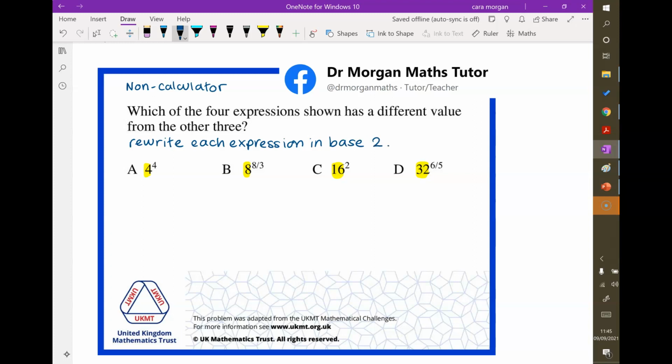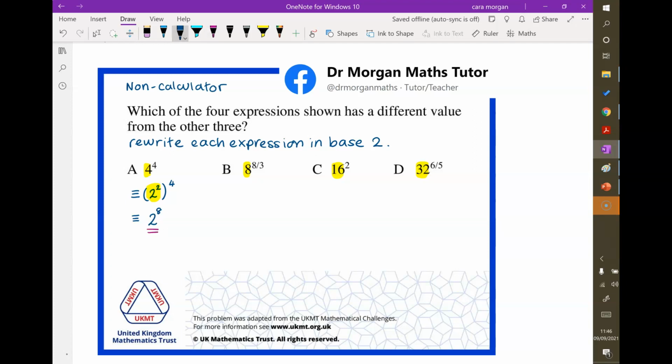Okay, now because I know 4 is 2 squared, the expression in A is absolutely identical to 2 squared to the power of 4. So I can see that that 2 squared is the same as 4. And using my knowledge of indices, I know that I have to multiply the powers when one power is raised to another. And I can see that that is the same as 2 to the power of 8.